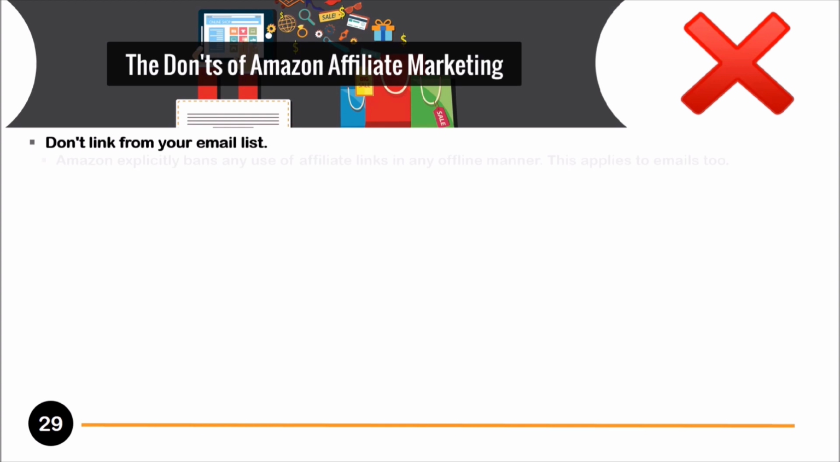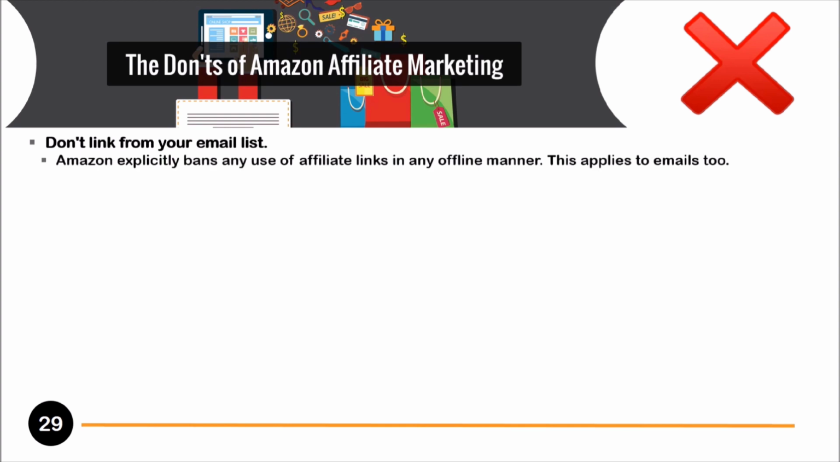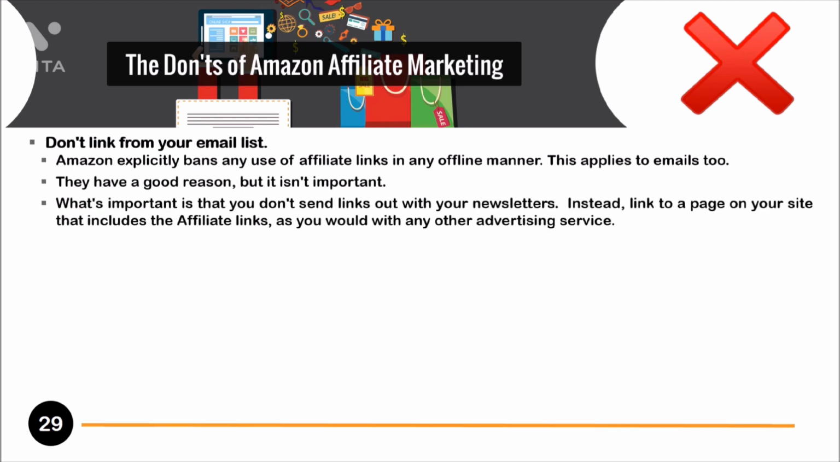Don't link from your email list. Amazon explicitly bans the use of any affiliate links in any offline manner. This applies to emails too. They have a good reason, but it isn't important. What's important is that you don't send links out with your newsletters. Instead, link to a page on your site that includes the affiliate links, as you would with any other advertising service.